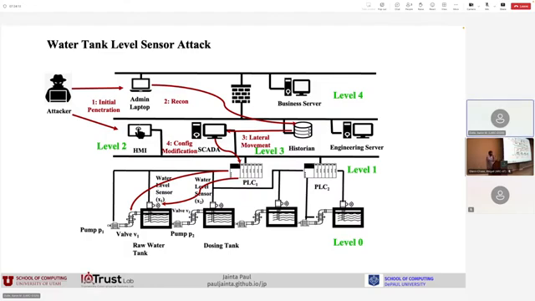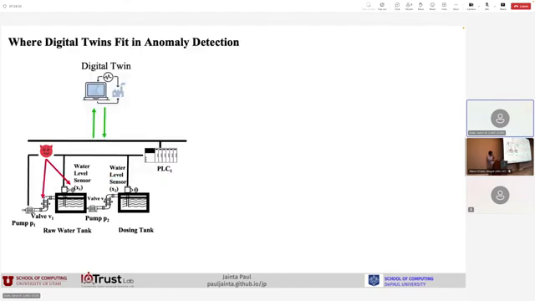So the question becomes, how do we detect this kind of adversarial action? There have been many techniques for detecting this kind of attack, but one approach that has gained a lot of traction in recent years is the digital twin. So let us learn a little about the digital twin.